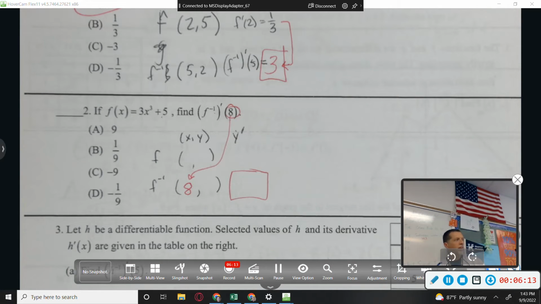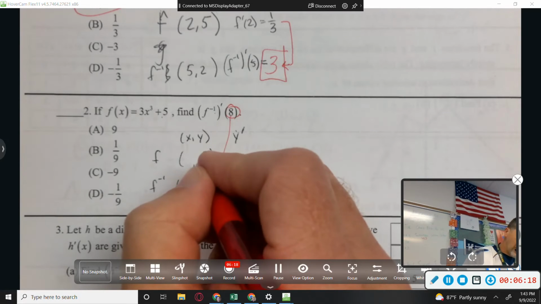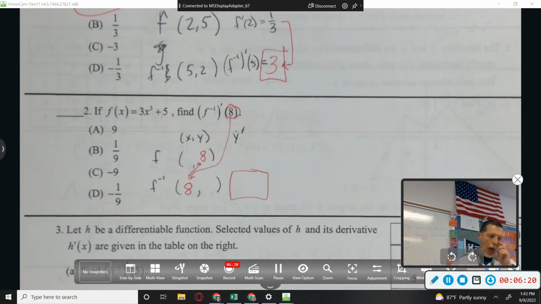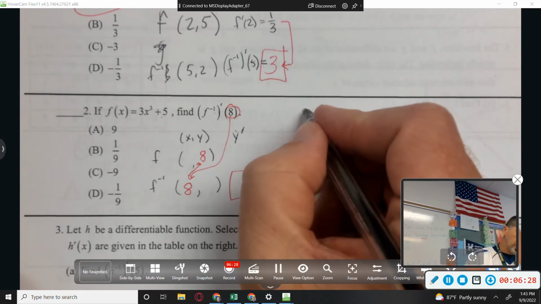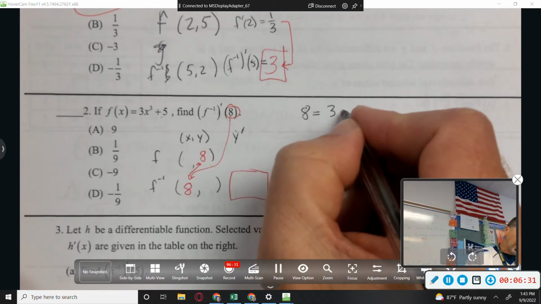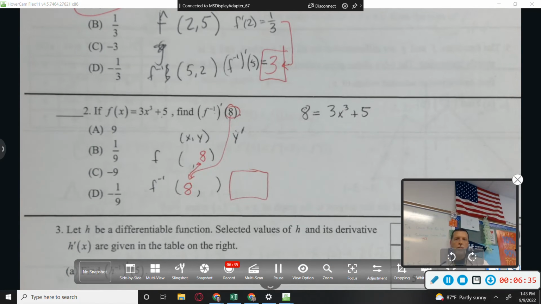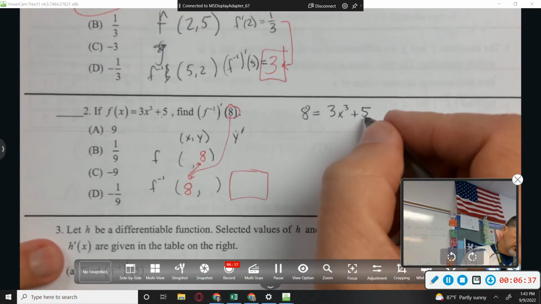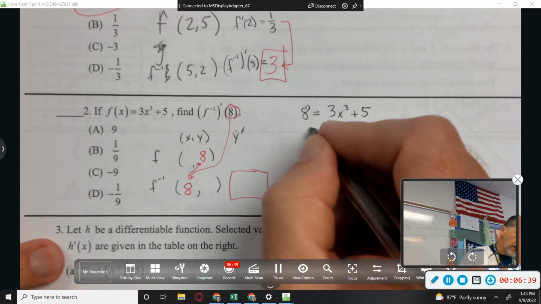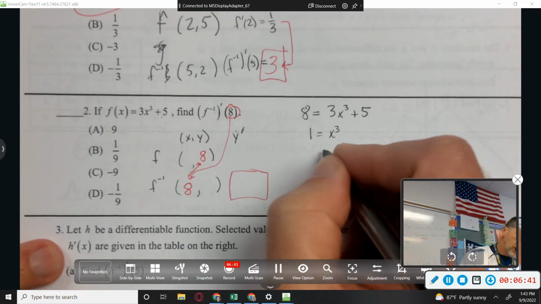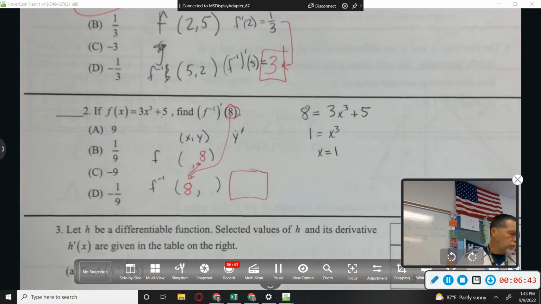Which means what? That means it's also the y value for the original. Which means, if it's the y value for the original, well, I've got the equation. I can figure out what the x value is. So minus 5 divided by 3. So x equals 1.